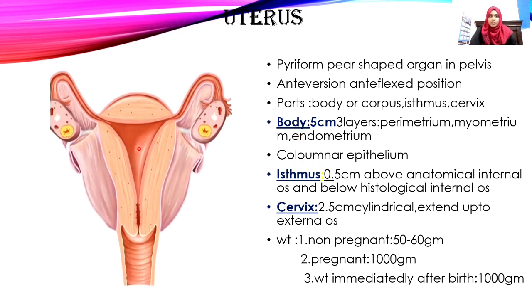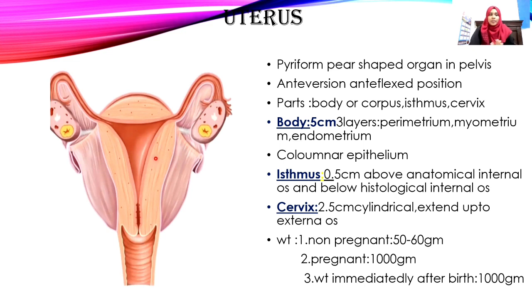So the body of the uterus consists of 3 layers. See, what are these 3 layers? The outer layer is called the perimetrium or the serous layer. Okay. Then the middle layer is called the myometrium or the smooth muscle layer, in which the muscles are arranged outer longitudinal, middle crisscross, and inner circular.